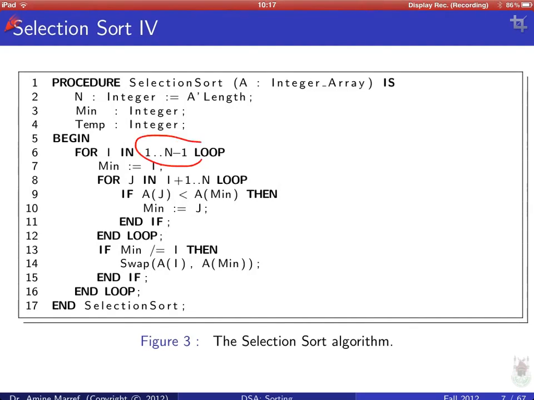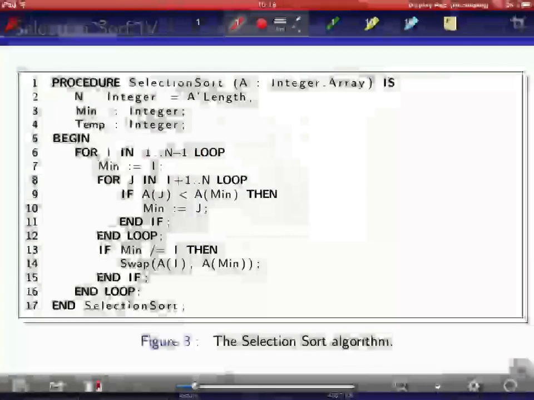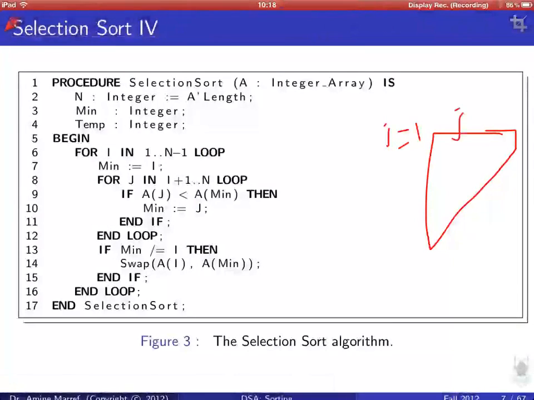This loop is going from 1 to n minus 1, so that's a big O of n kind of steps. This is constant. This is going from i to n, and we have already seen the triangular loop. So when i equals 1, for example, j iterates n minus 1 times, and when i is 2, j iterates n minus 2 times, etc. Like 9, 8, 7, 6, 5, 4, 3, 2, 1.